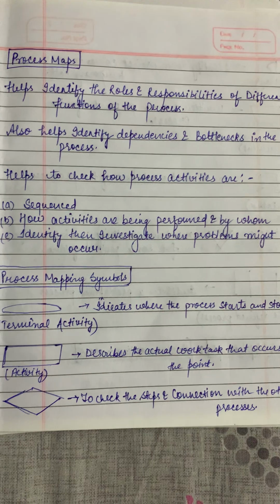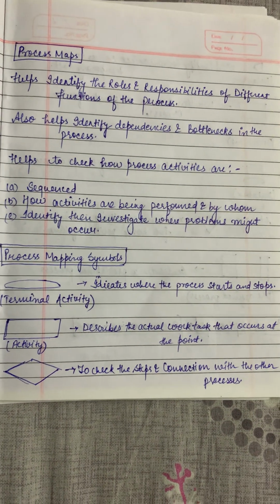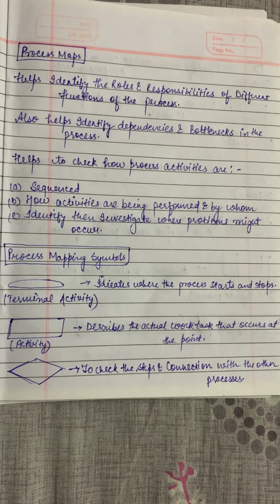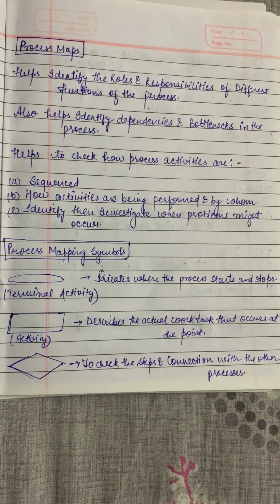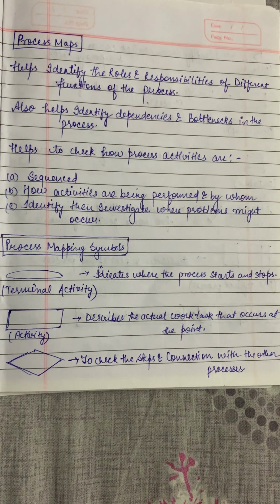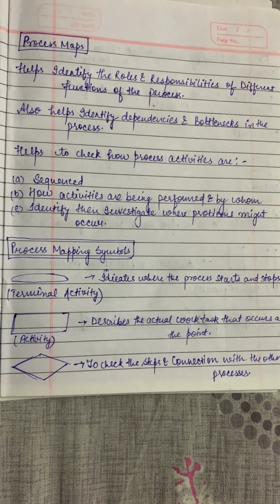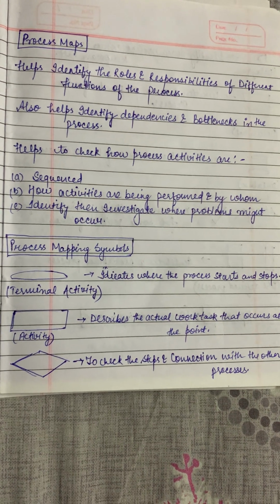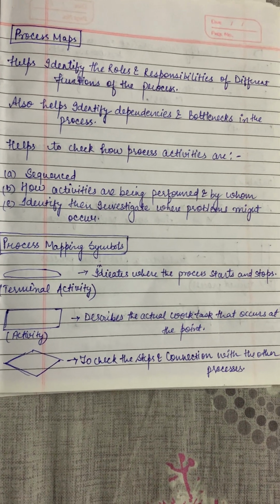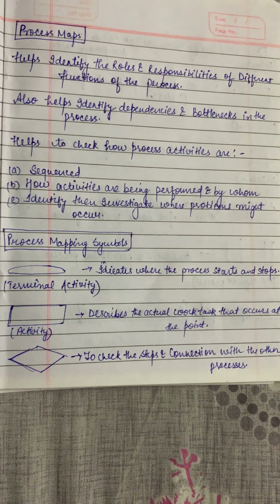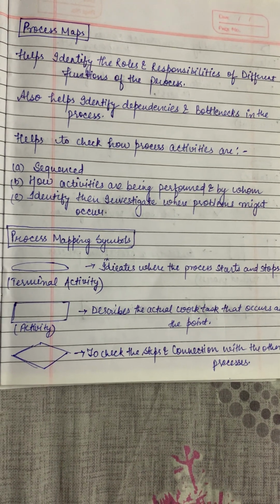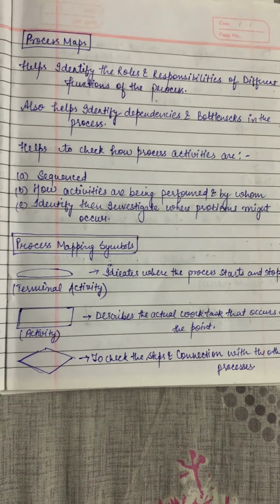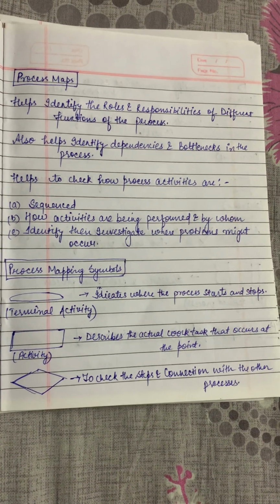Process maps are nothing but identifying why the creation of the process map is necessary: to identify the roles and responsibilities of different functions, right? Also, it helps identify dependencies and bottlenecks in the processes. So that's why we are maintaining the process maps. It helps to check how process activities are taking place, whether they are sequenced, how activities are being performed, and by whom. Identify, then investigate where problems might occur.